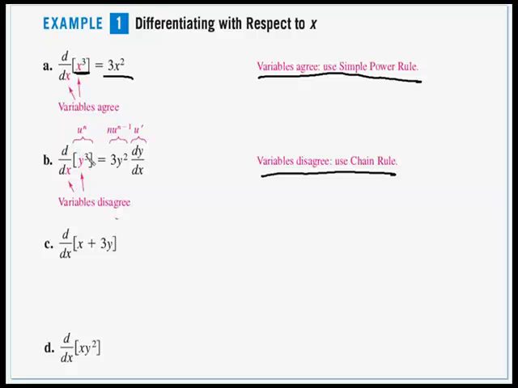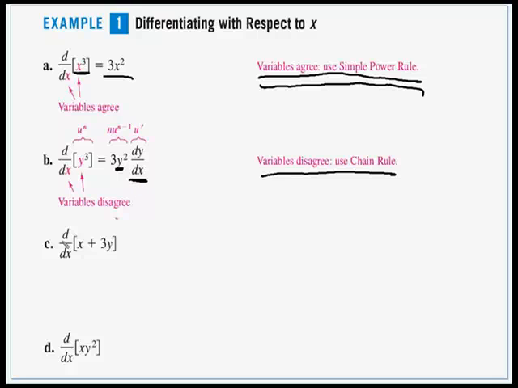We derive that y to the third just like we would if it was an x variable. But by the chain rule, our inner function is y. So what is the derivative of y? Well, that's dy dx, the derivative of y with respect to x. So when the variables agree, just derive like we have been doing. If the variables do not agree, you're going to tack on a dy dx at the end.